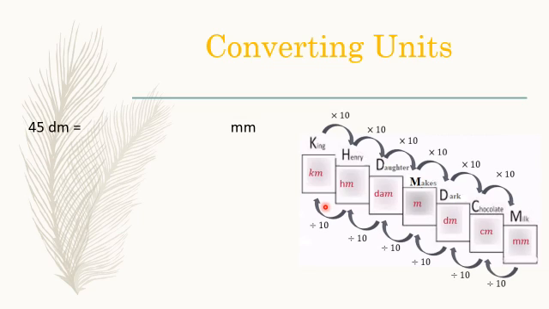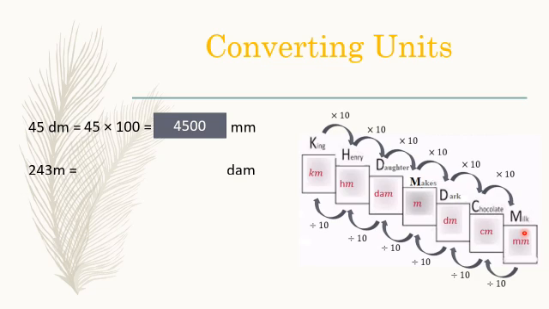45 decimeter is equal to what in millimeter? Decimeter is here. I'm going to reach millimeter. I multiply by 10, then by 10. So I multiply by 100. 45 times 100 is equal to 4,500 millimeter.